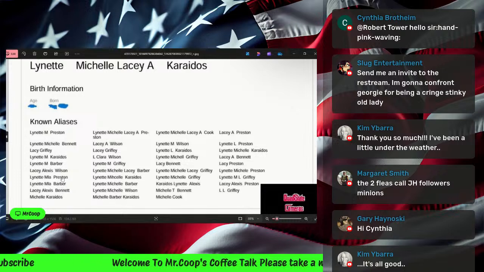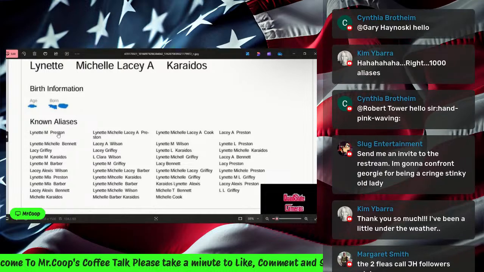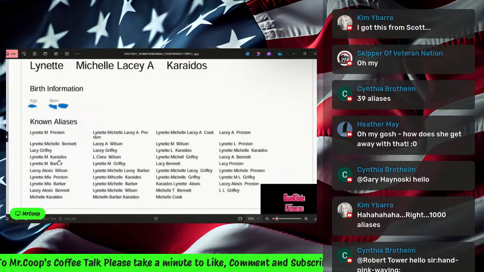1, 2, 3, 4, 5, 6, 7, 8, 9, 10 times. That's 30. What is that? 39 aliases? Holy shit. Has anybody run a check on every one of these names to see if there's any outstanding criminal records on any of these names?